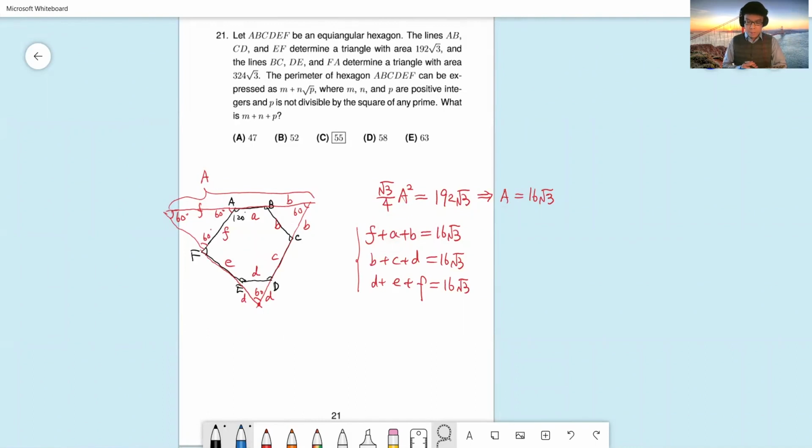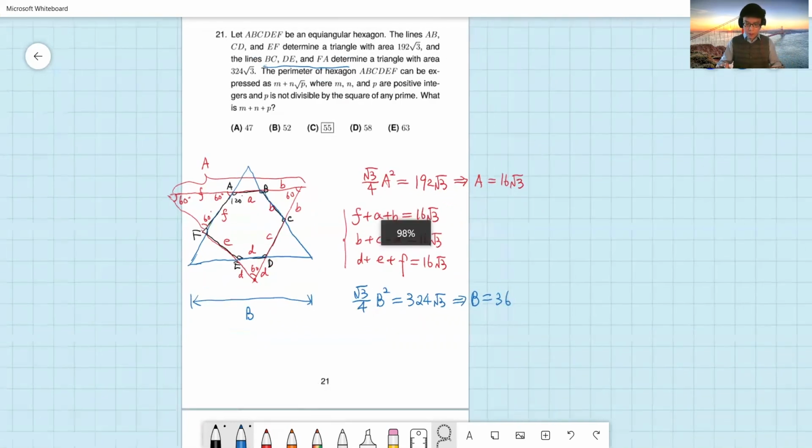We extend BC, DE, and FA. If we extend BC, DE, and FA, we get another equilateral triangle. The argument is similar. This is an equilateral triangle. Let me call this side length B. So we have the area formula. The area is given by 324√3. From here, we can solve B equals 36.